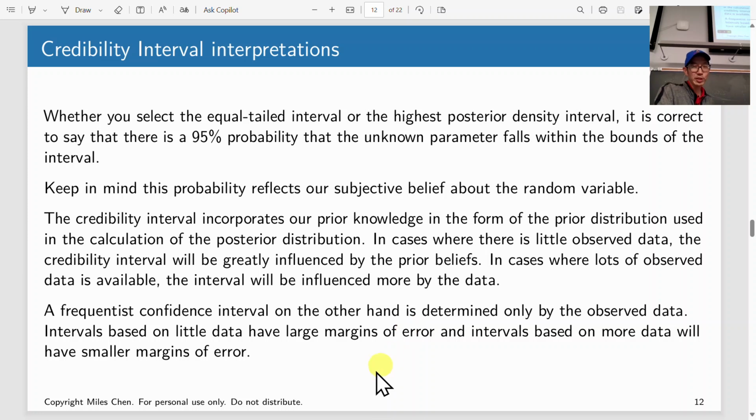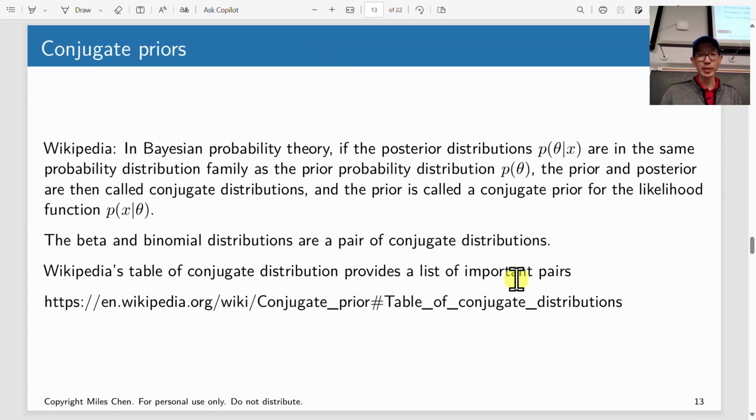Meanwhile, a frequentist confidence interval, on the other hand, is determined only by the observed data. And so in a frequentist situation, if you have little data, you end up with these giant margins of error. And then as you get more and more data, you get smaller margins of error. And so frequentists obviously rely on having lots of data, and Bayesian stats relies on having some prior beliefs.